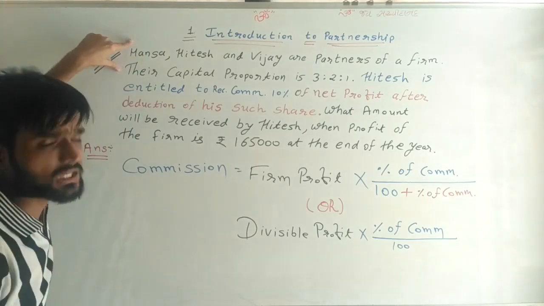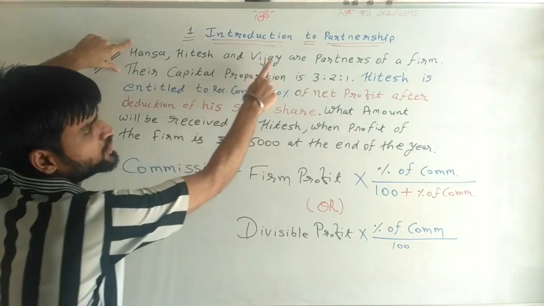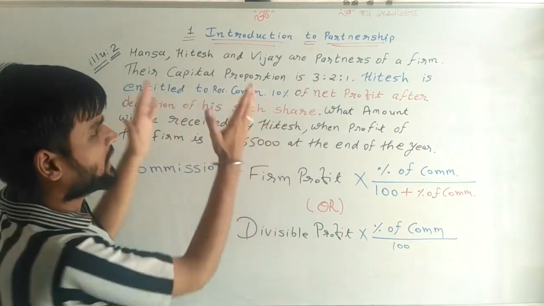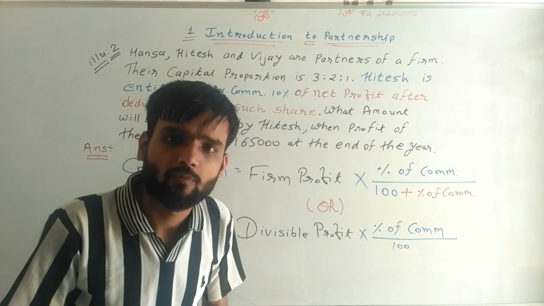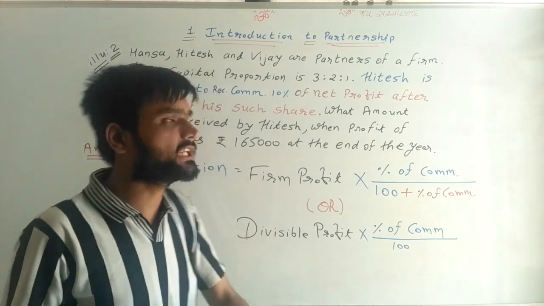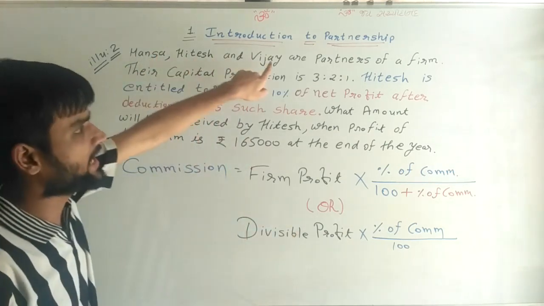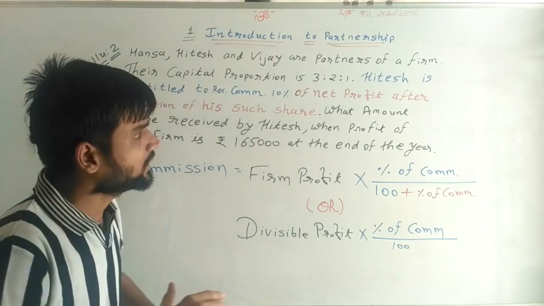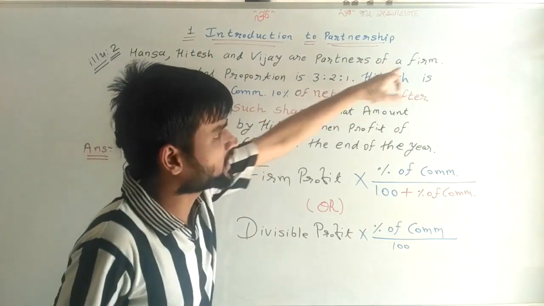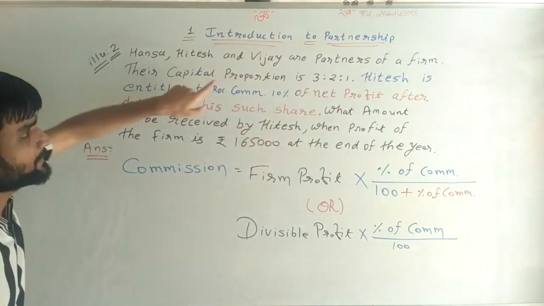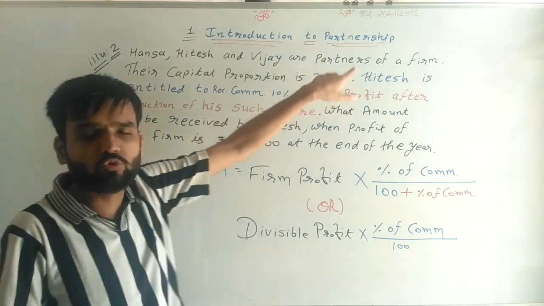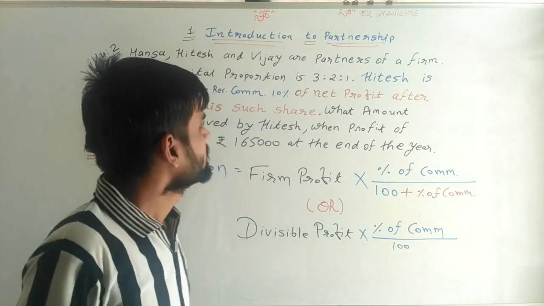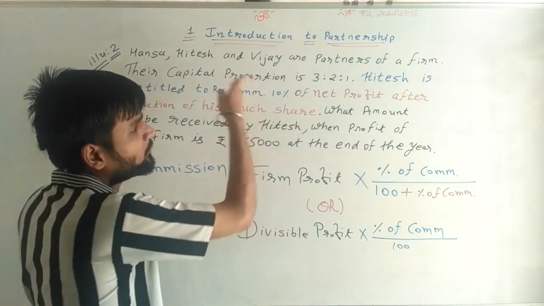See again, Hansa, Hitesh and Vijay are partners. So here there are 3 partners in the partnership firm, and the names are given: Hansa, Hitesh and Vijay. Going ahead, the partners of the firm have a capital proportion of 3:1. Now generally students take this very lightly: "Sir, their proportion is 3:1."